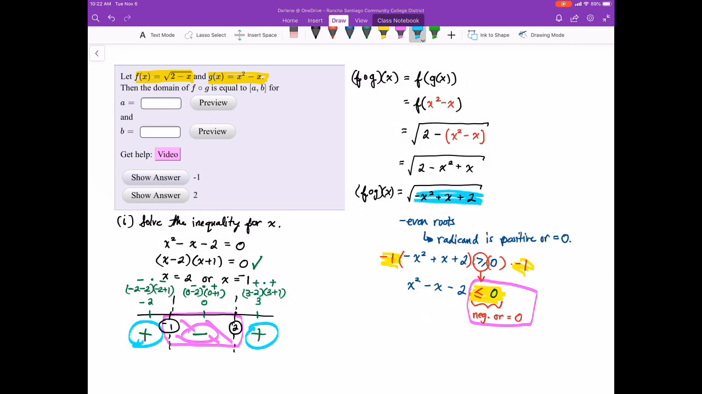So this is why they mention that the domain is this closed interval from a to b, because it is in between these two numbers. So here, the domain of f composed with g of x is in between and including -1 and 2. So a would be the lower bound, which is -1, and the upper bound would be 2. And sure enough, lo and behold, these are the boundaries.